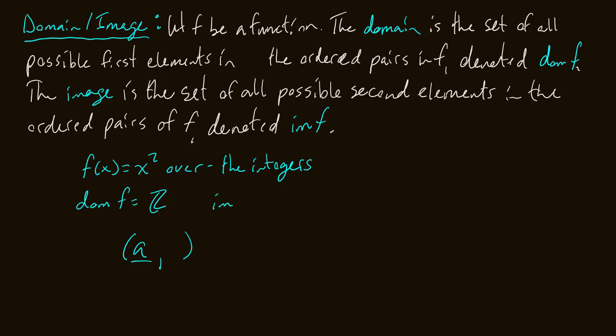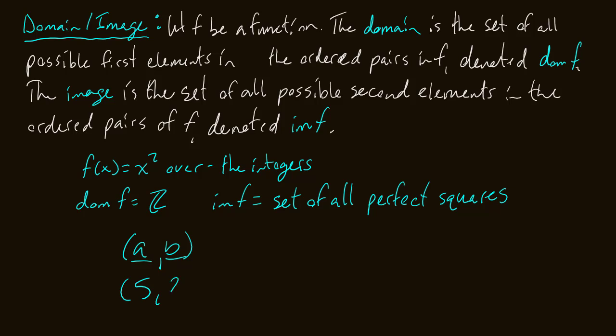And then the image of f is going to be the set. So the image, the second element, is going to be the set of all perfect squares. That makes sense, right? Like 25 is a perfect square. It's going to be in the image of f because let's say you put 5 as your first element, 5 squared is going to give you 25. Hopefully that makes sense. These are familiar concepts. We're not doing anything crazy yet.